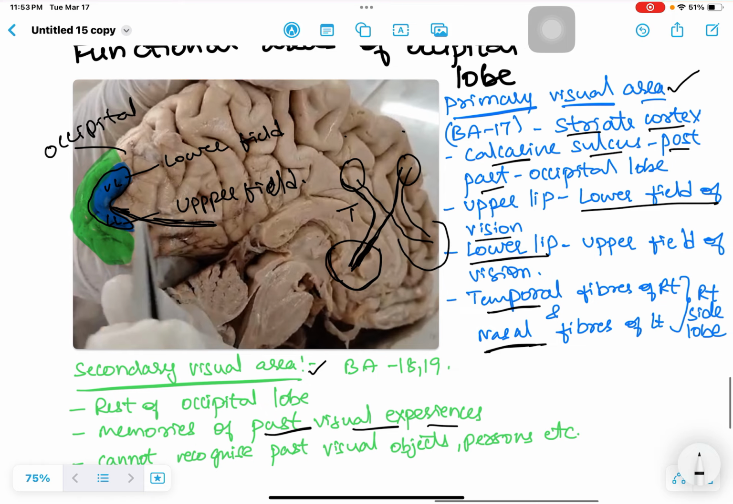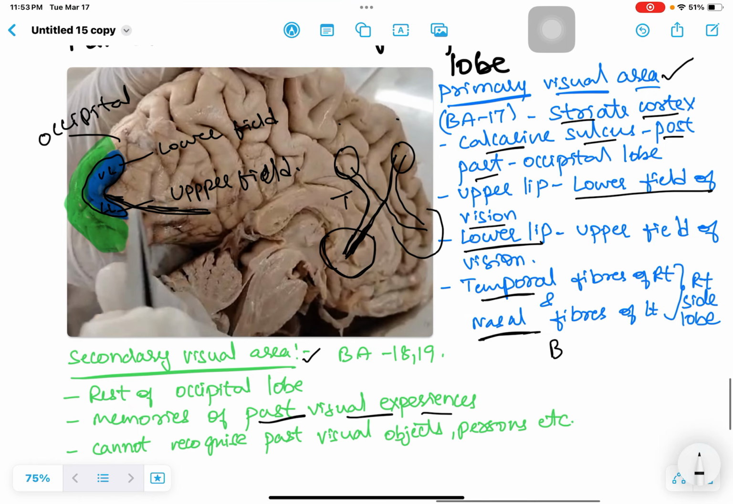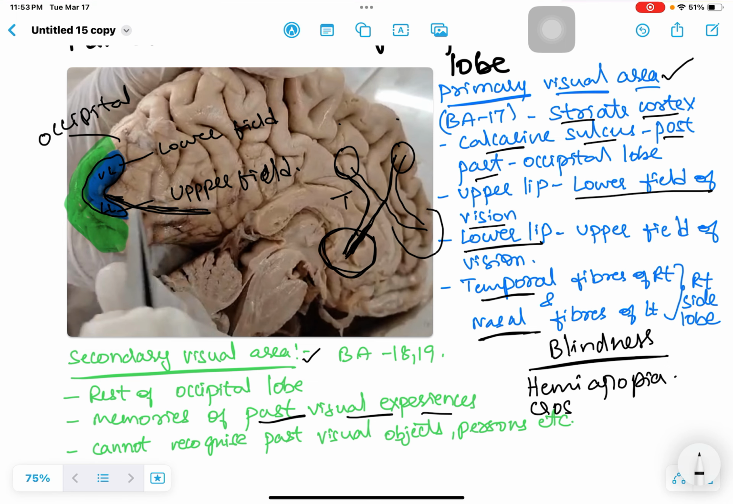So if there is any damage to this area, it leads to blindness. Blindness means not all. Suppose this area is damaged, it leads to hemianopia. Homonymous, crossed homonymous hemianopia. Homonymous means, suppose this area is damaged.